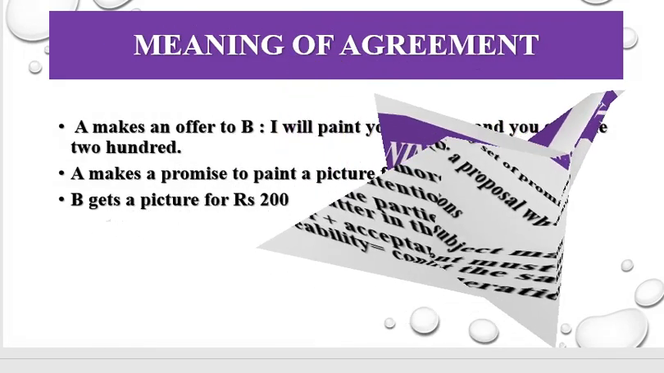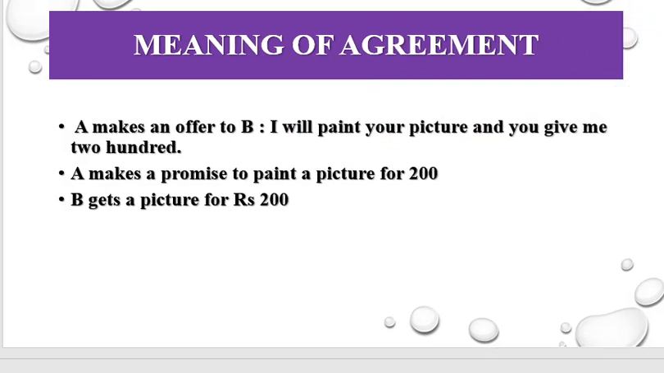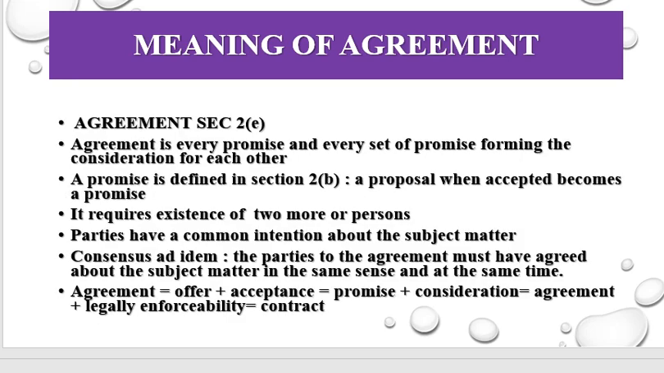Like A makes an offer to B: I will paint your picture, you give me 200. B accepts the proposal. So here A makes a promise to B that A will paint a picture of B. And B, for painting the picture of him, will give 200 rupees to A. So A is getting 200 as the consideration for the painting of the picture. And B, for giving 200, is getting in return his picture painted by A. So agreement is every promise and every set of promises forming the consideration for each other.